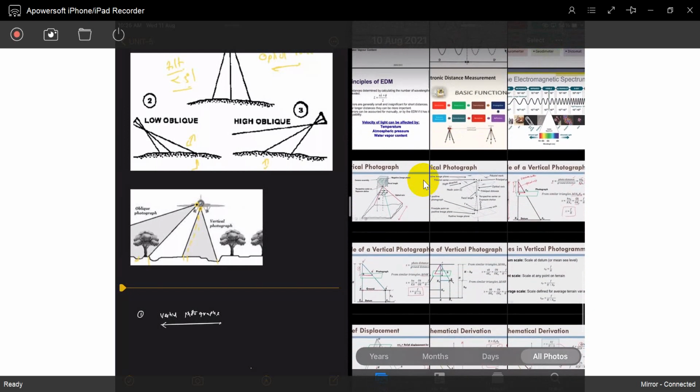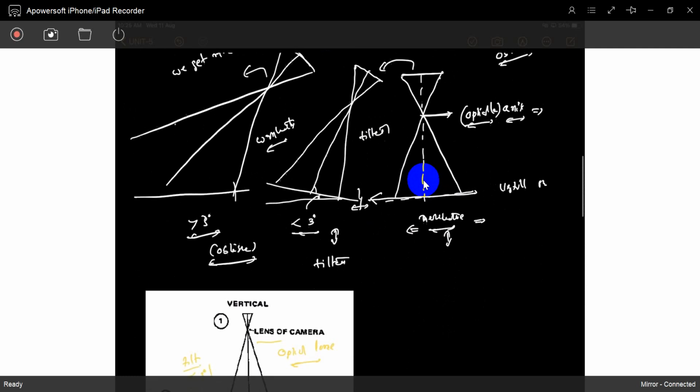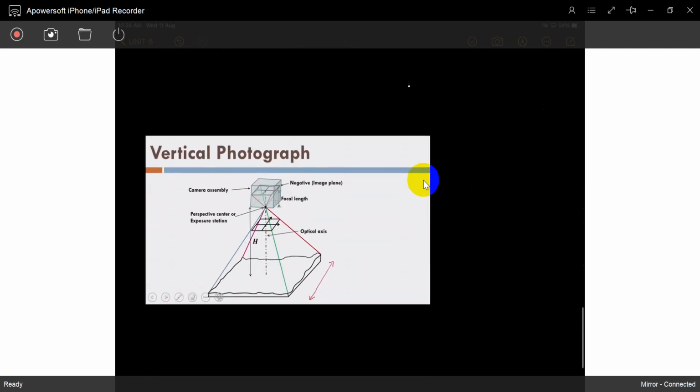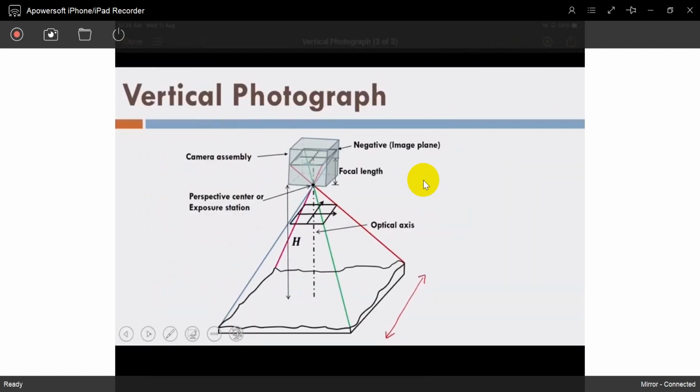See, there it is. Somewhere here. Okay, no problem. The picture is this. So this is the land. This is the picture.